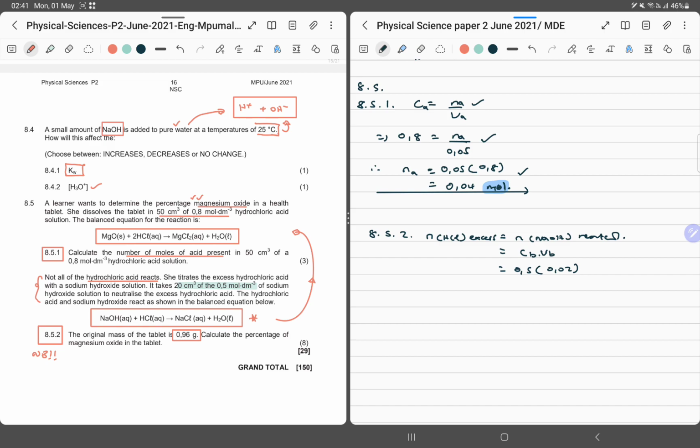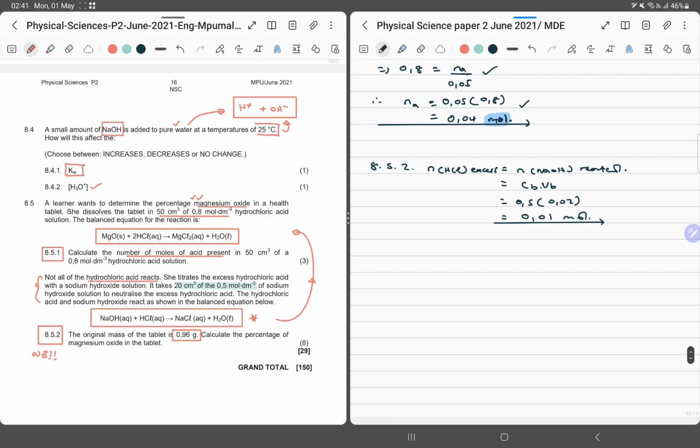Yes. So let's do it. This is times 0.5. So we get 0.01 mole. So basically the number of moles of hydrochloric acid that were in excess is 0.01 mole. Remember we started with 0.04. So we were left with 0.01. Now, how much did we use against the magnesium oxide is the main goal.